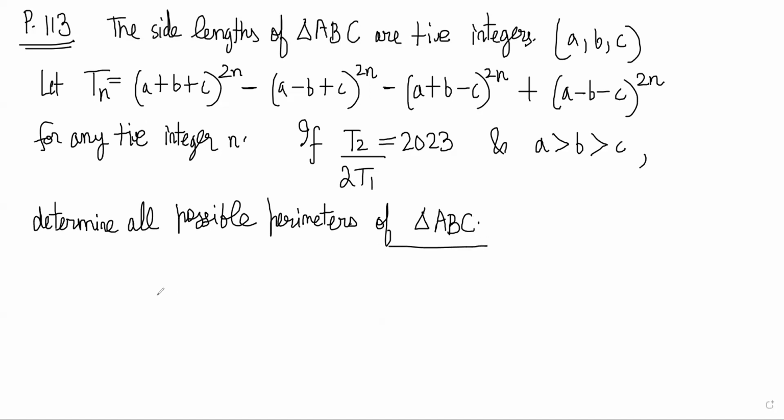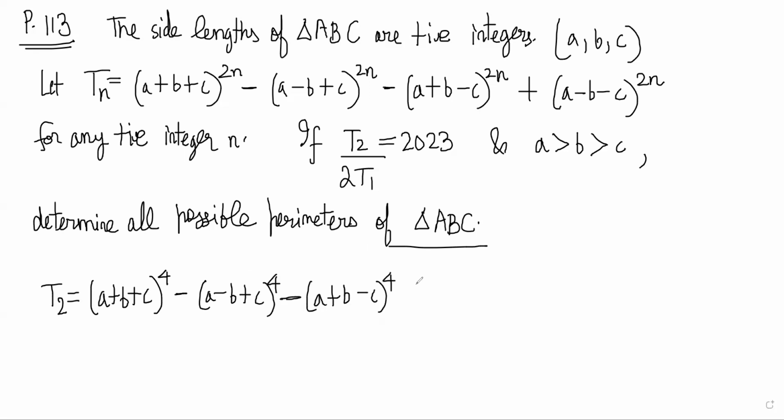That is the question. Now, obviously, this question implies some simplification is required. T2 will look like (a + b + c)^4 - (a - b + c)^4 - (a + b - c)^4 + (a - b - c)^4. If you simplify T2 and T1 and calculate this, a little bit of algebra has to be done.